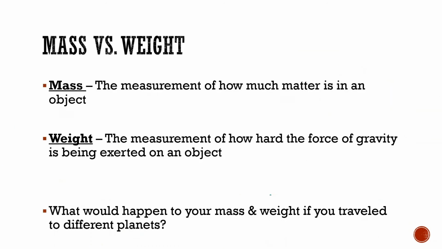All right, now we're going to talk about mass and weight. So mass is the measure of how much stuff is in an object, how much matter is in an object, how many atoms are in an object. Weight is the measurement of how hard the force of gravity is being exerted on an object. So weight is the same thing as the force of gravity, which is also equal to mass times gravity. That's the main thing to know.